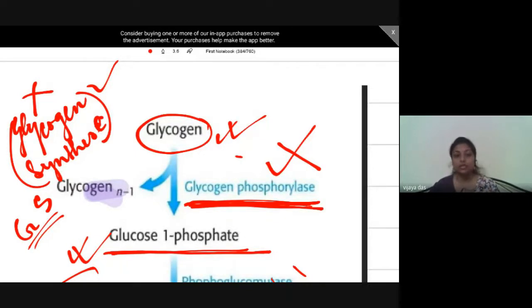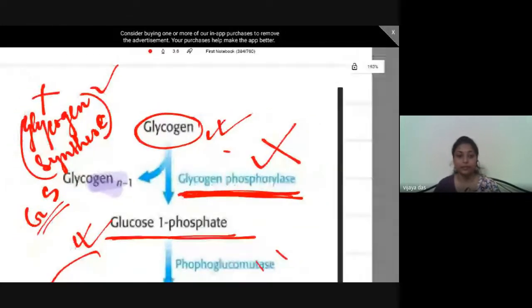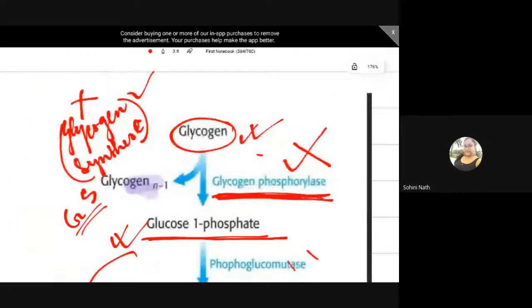Right? So till now what we have learned is that the two processes, glycogenesis and glycogenolysis, depend on the two major molecules, glucose 1-phosphate and glucose 6-phosphate, and the two controlling enzymes, glycogen synthase and glycogen phosphorylase. Do we understand this much? The enzymes, ma'am, and the molecules.